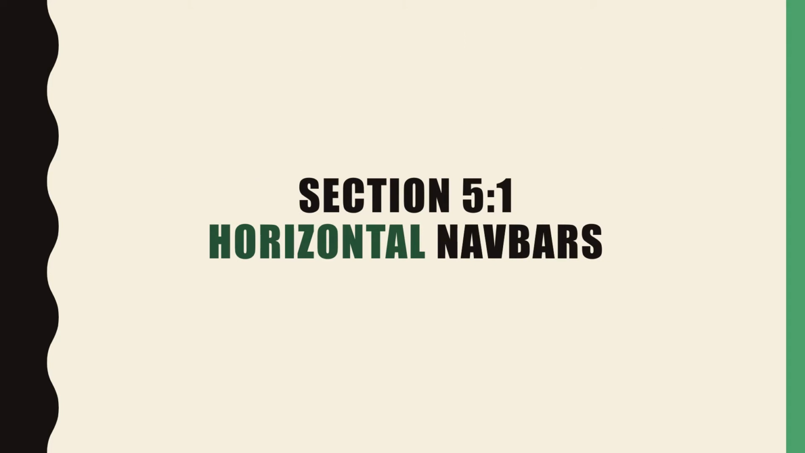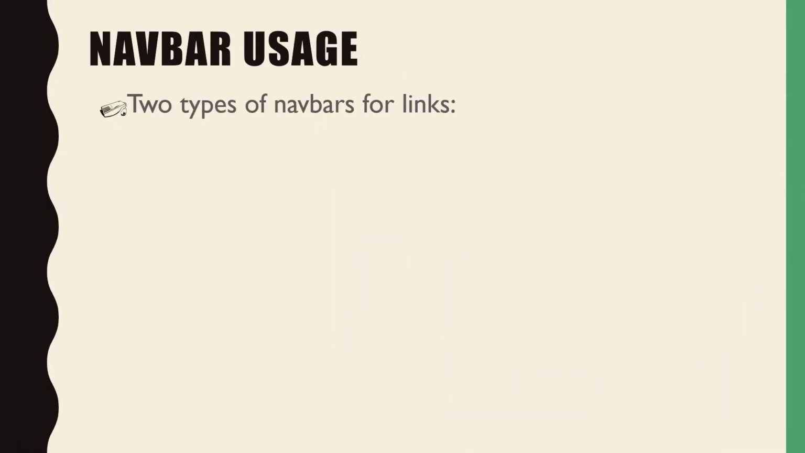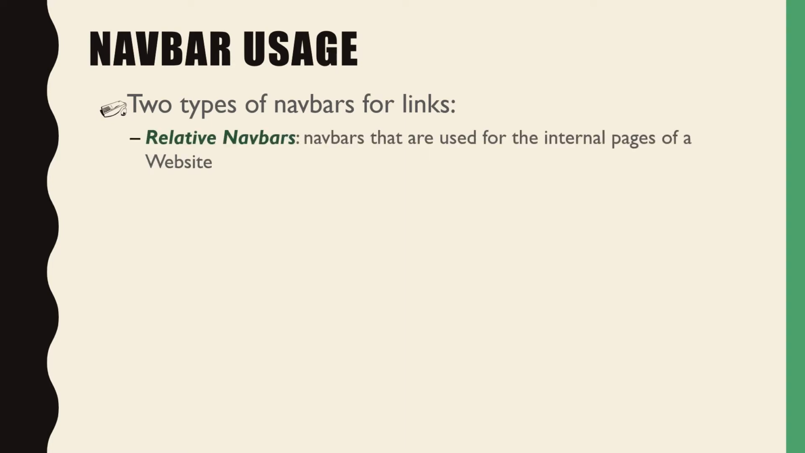Section 5-1, Horizontal Navbars. There are two types of navbars for links. Relative navbars. These are navbars that are used for your internal pages for your website, such as the home page. They are specific pages. Remember, the home page is always saved as index.html.